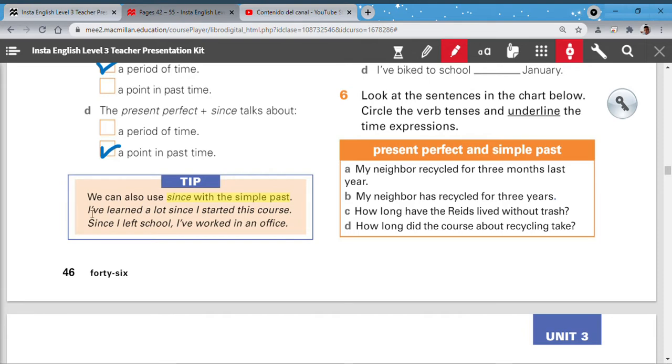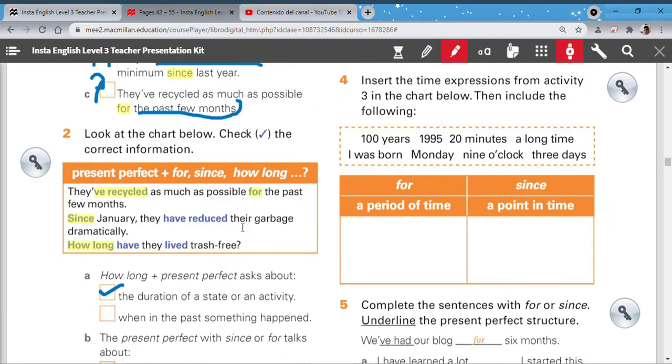So you can make a combination between present perfect and past simple, no? In the middle. Okay, in the middle. And since goes with the past simple, no? Be careful.